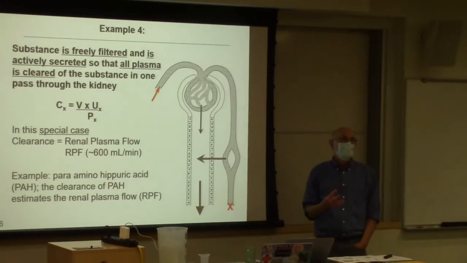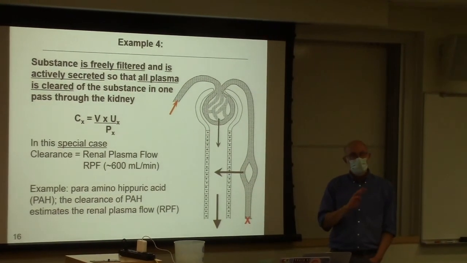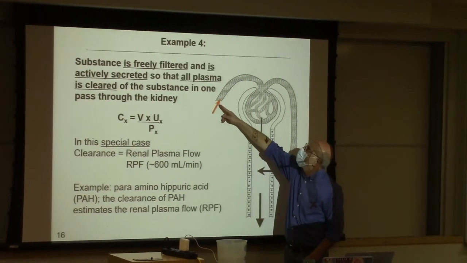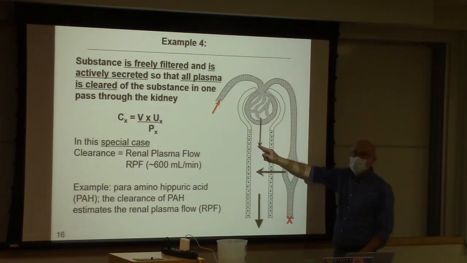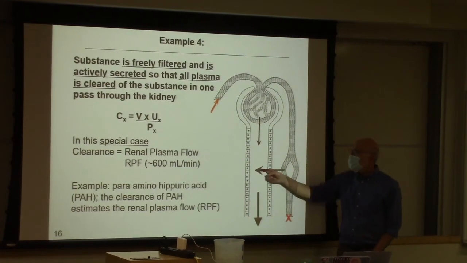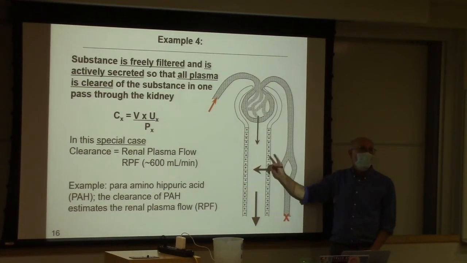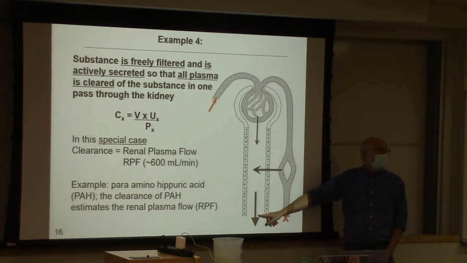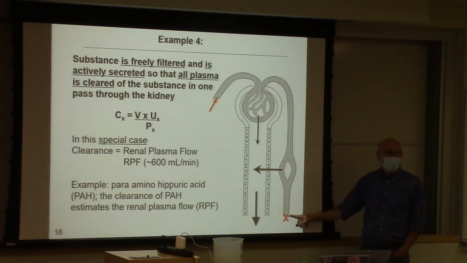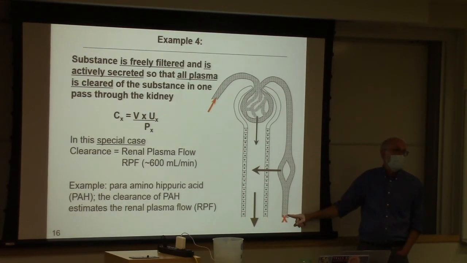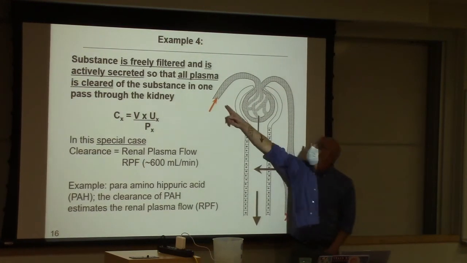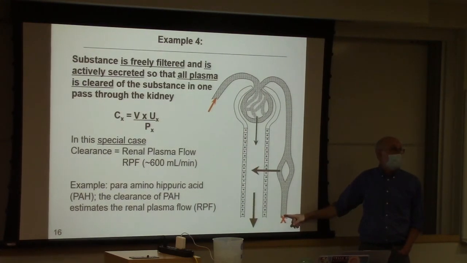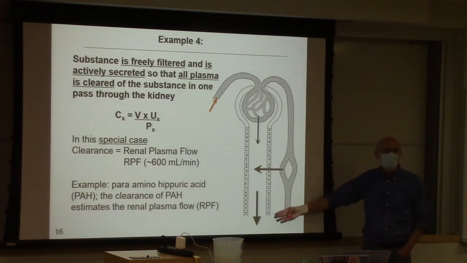Okay, here is a special case. Let's just go through it. We have a substance that's in the plasma, in the blood. It is freely filtered, and it is actively secreted, so that all of the substance that enters the kidney leaves through the urine. None of it comes out of the kidney. The blood flowing in has the substance, and the blood flowing out of the kidney does not have the substance anymore. All of it is excreted.